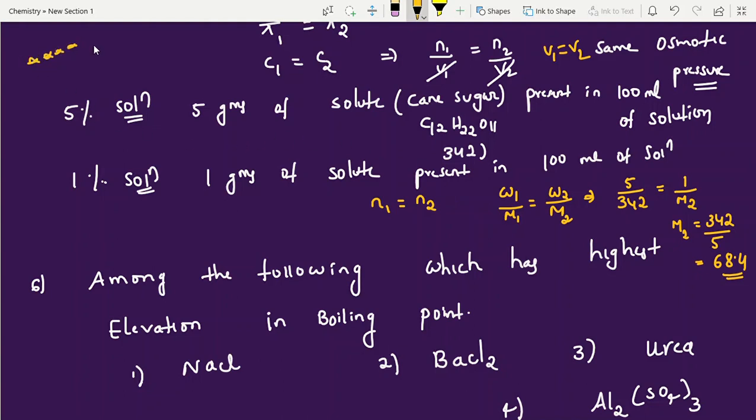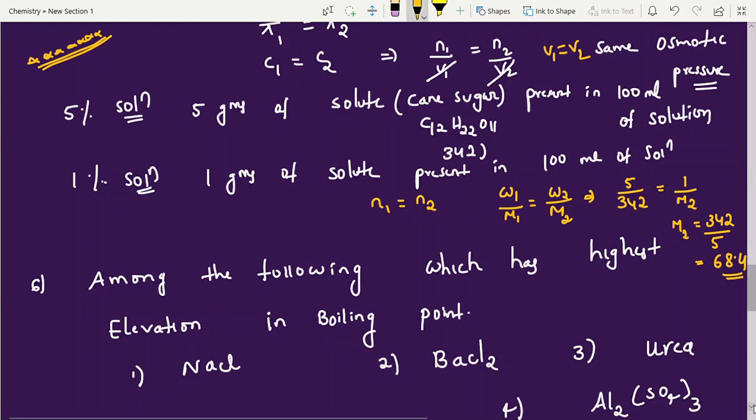This is one of the most important models in competitive examinations. Competitive examination, this plays an important role. A 5% solution, or 1%, 2%, 10%, like that they can mention. Always, what is the number? That's gram of solute. 5 grams in 100 ml of solution. Like that, we have to express the question.